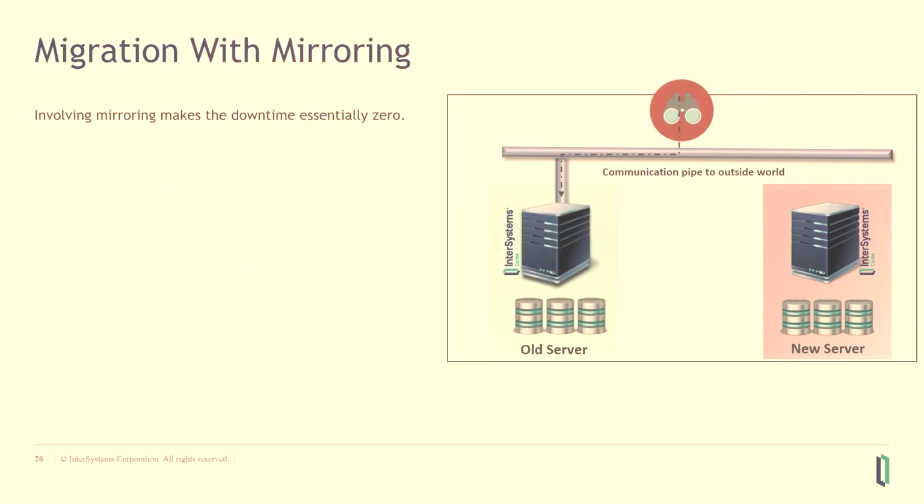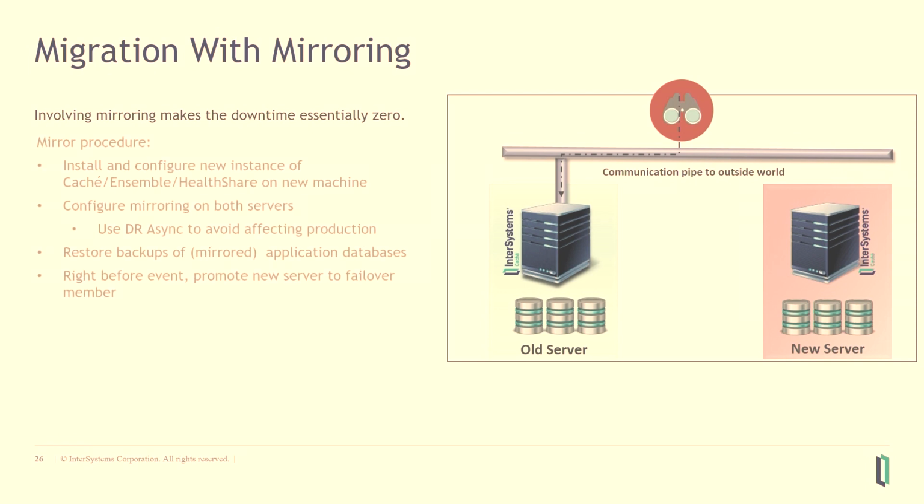So with mirroring, the setup is similar, but it makes the downtime much closer to zero. I don't need to go through all the steps here, but it's very similar to the other one. You just set up mirroring on this other member and connect it as an async member, because like Oren said, maybe you're moving data centers too. This is just a way to avoid affecting production.